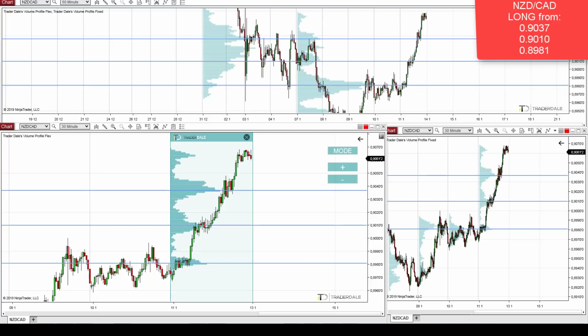There is also one more thing which I like about the level which is the lowest, this one. If you look at the weekly profiles, you can see that this level is also the point of control of the whole week, which is another confirmation of the level. It means that the heaviest volumes throughout the week got accumulated at this price level.